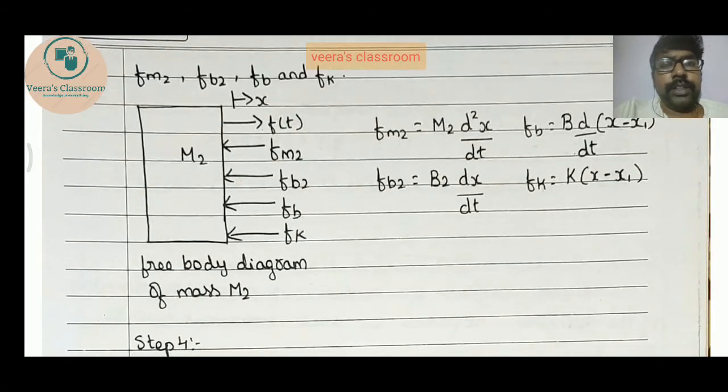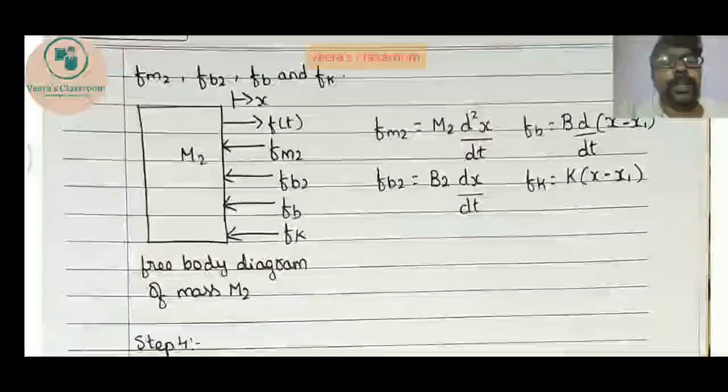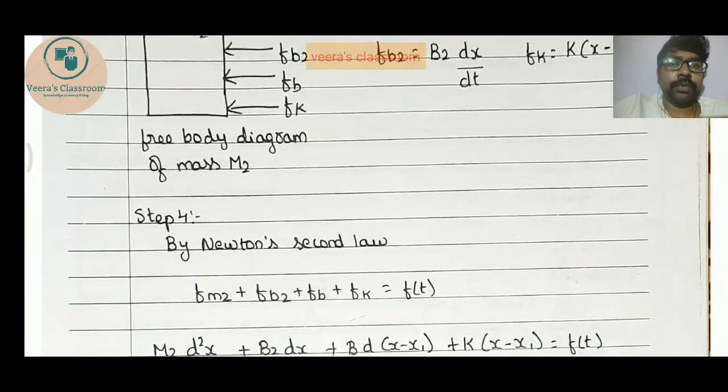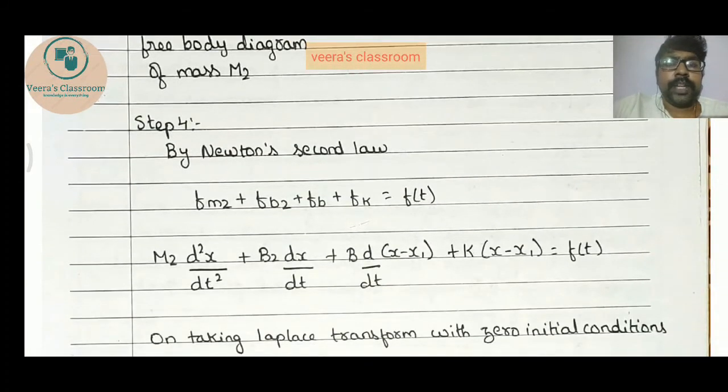When you write the equation based on Newton's second law, it is the sum of all those opposing forces equal to the applied force. So it is Fm2 plus Fb2 plus Fb plus Fk equal to F(t). We can write it as m2 d²x/dt² plus b2 dx/dt plus b into d/dt of (x minus x1) plus k into (x minus x1) equal to F(t).